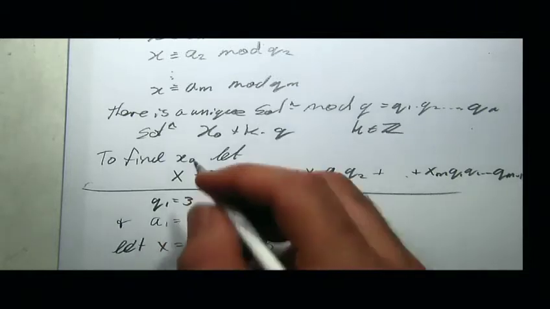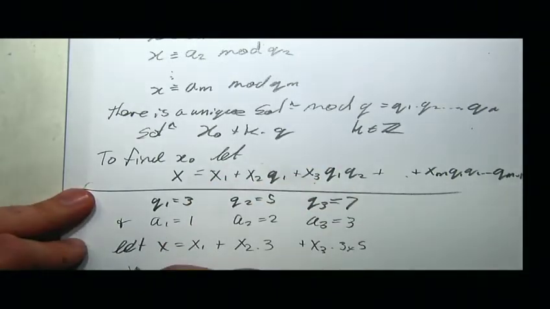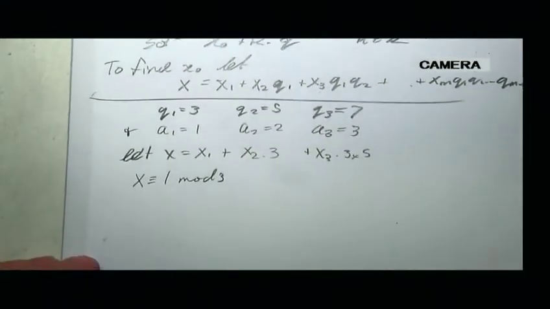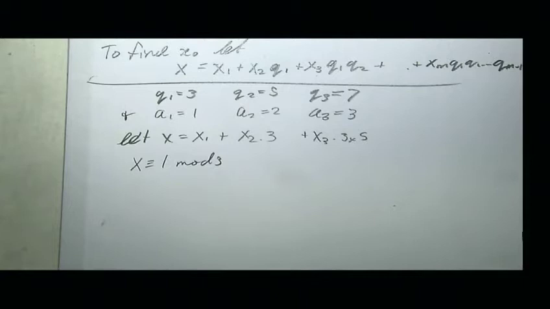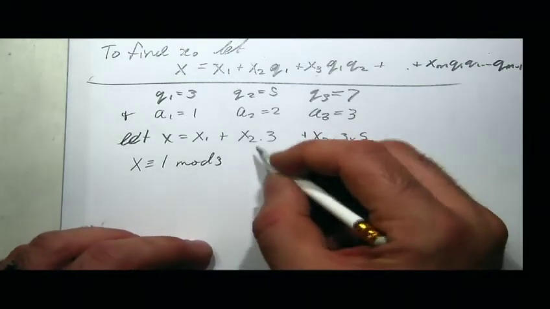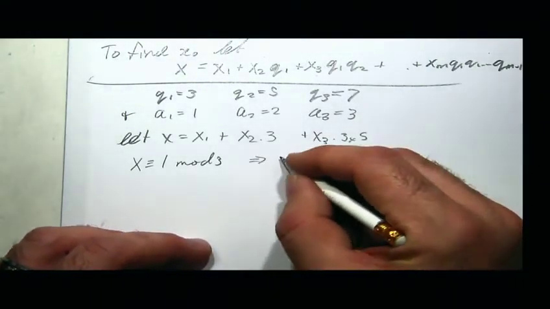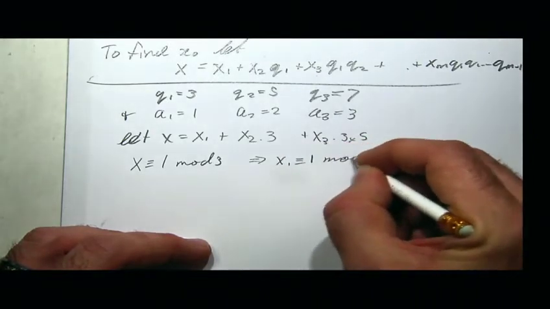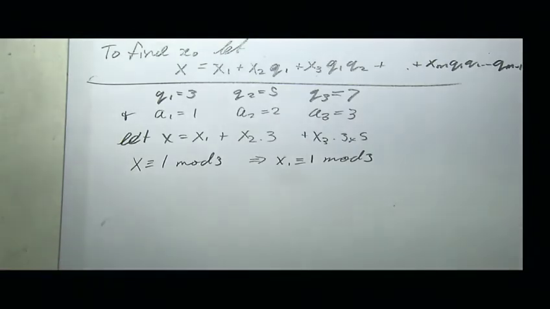So, my first equation said that x is congruent to 1 mod 3. Let's go up to there, shall we? And so, this is going to tell me that x1 is congruent to 1 mod 3. Sweet. Don't need to think any more about it. x1 is equal to 1.